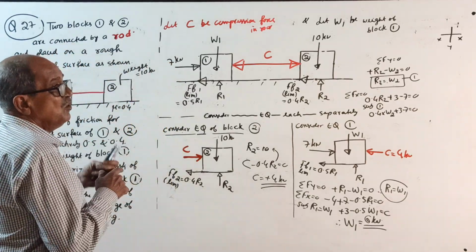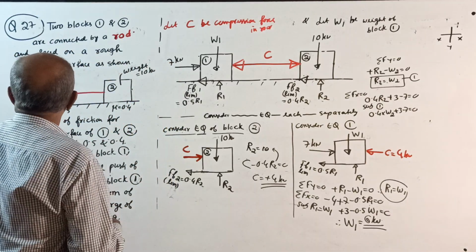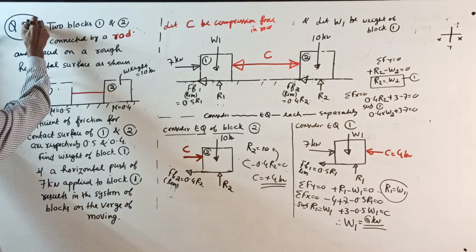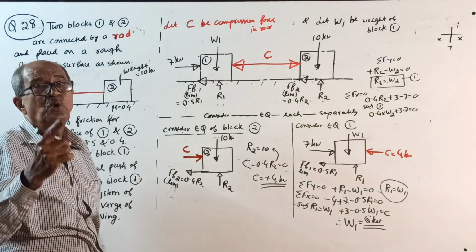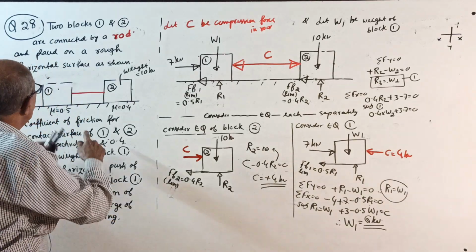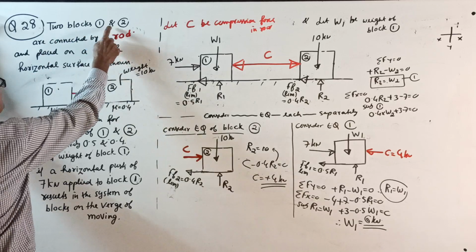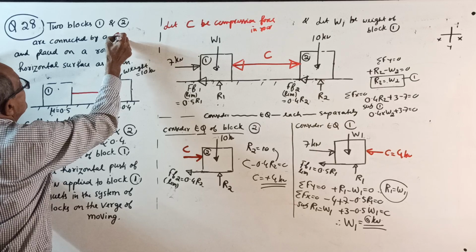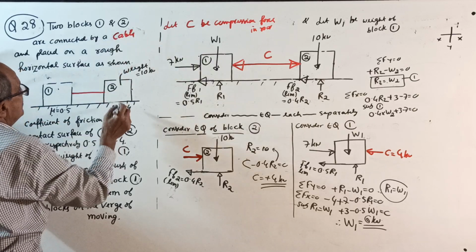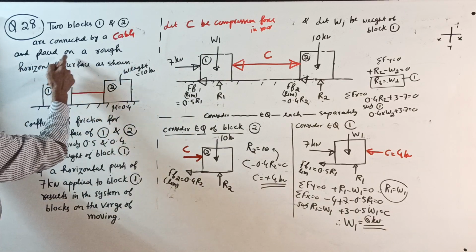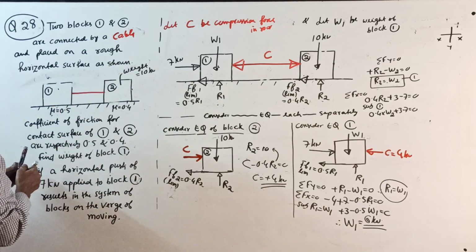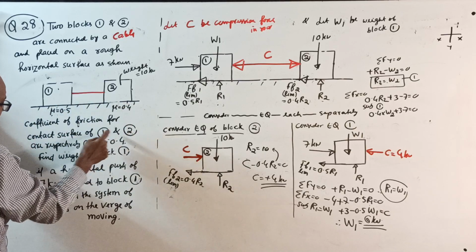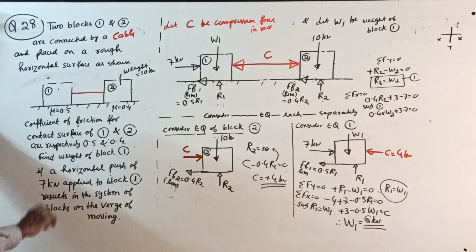Question number 24, 25, 27. Now, do one thing. Lastly, one question, 28. Beautiful. This is once again the old question. To close all these questions, two blocks 1 and 2 are connected by a cable. Okay, once again, cable. This way, please, on a rough surface. Then the coefficient of friction for the contact surfaces of 1 and 2 are respectively 0.5 and 0.4.